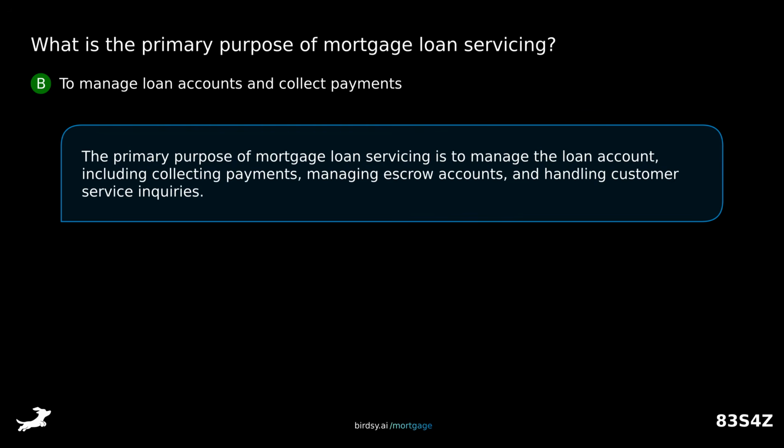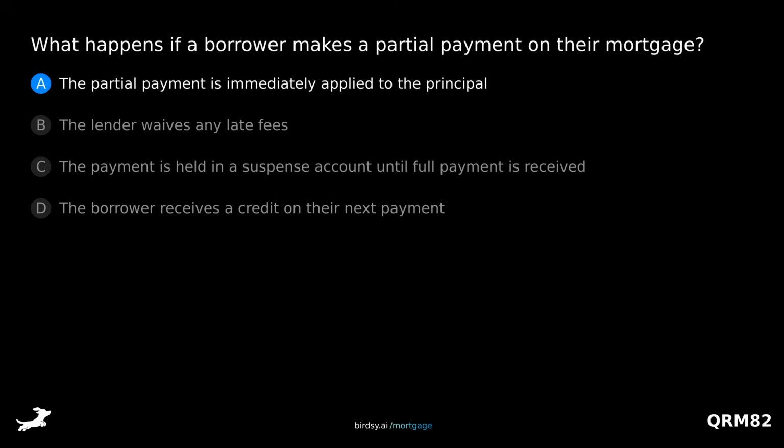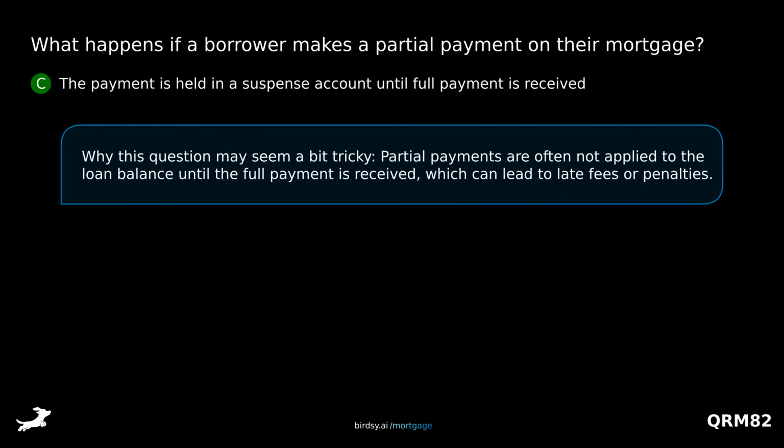What happens if a borrower makes a partial payment on their mortgage? Is it A, the partial payment is immediately applied to the principal, B, a lender waives any late fees, C, the payment is held in a suspense account until full payment is received, or D, the borrower receives a credit on their next payment? The answer is C, the payment is held in a suspense account until full payment is received. Why this question may seem a bit tricky: partial payments are often not applied to the loan balance until the full payment is received, which can lead to late fees or penalties.